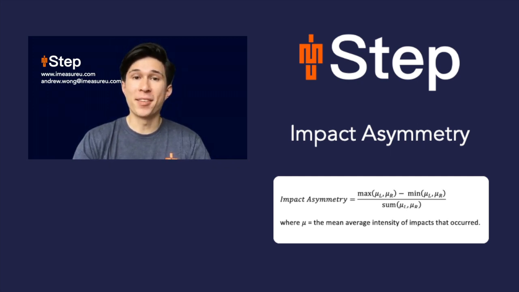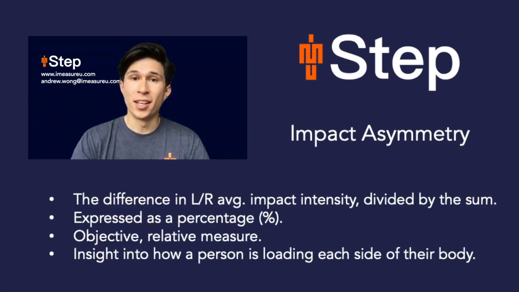During running-based activities, every time the lower limbs land on the ground, a multitude of impacts of varying intensities are propagated into them. Impact asymmetry describes the between-limb difference in the average impact intensity measured at the lower limbs during an IMU Step session. It's calculated by dividing the difference in left and right limb average intensity by their sum. This metric, expressed as a percentage, is an objective measure describing how a person is loading one side of their body compared to the other, depending on the type of activity.